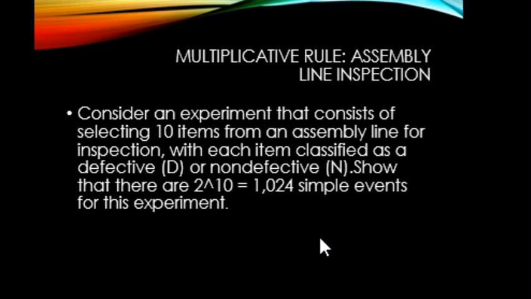Okay, let's look at the assembly line example once again and try to figure out how many simple events are possible if we have a certain number of items on the assembly line. So let's say we are selecting 10 items from the assembly line, and each item can be either defective or non-defective. Earlier we used this rule: we said the total number of events will be 2 raised to 10, or 1024. Let's use the multiplicative rule to figure out the same number and see if it's the same.